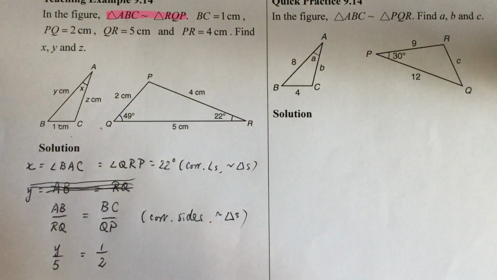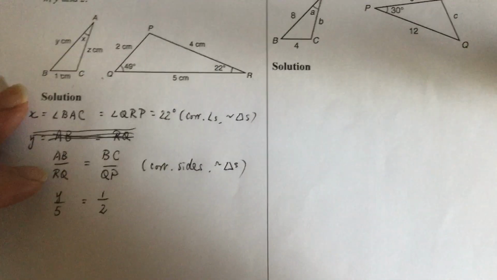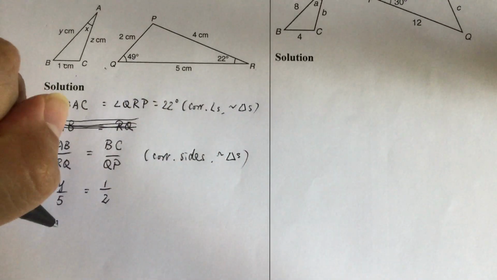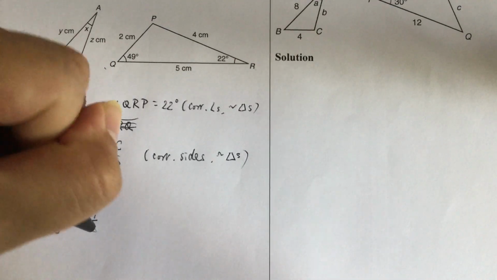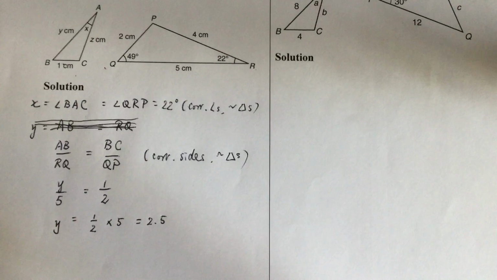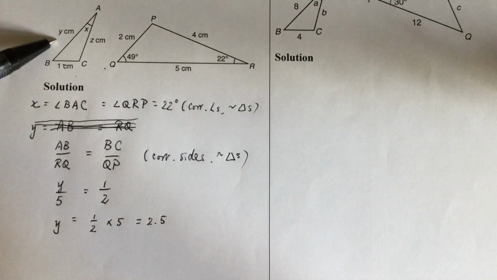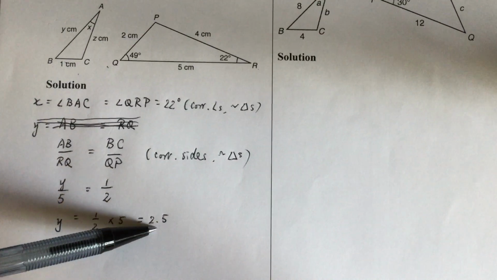And we know that finally y is equal to 1 over 2 times 5. So this one is 2.5 cm. But we are not required to write 2.5 cm because for y we also have the cm here. So we just write the numbers.